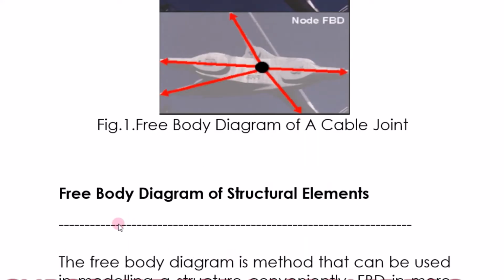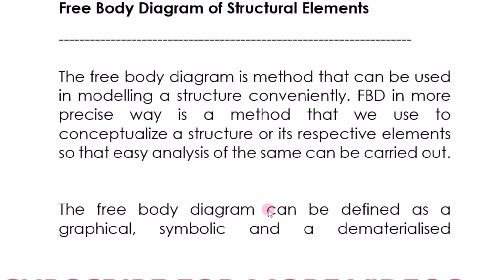Free body diagram of structural elements. The free body diagram is a method that can be used in modeling a structure very conveniently. So this is a convenient method to make the analysis simpler. FBD, in a more precise way, is a method that we use to conceptualize a structure or its respective elements so that easy analysis of the same can be carried out.